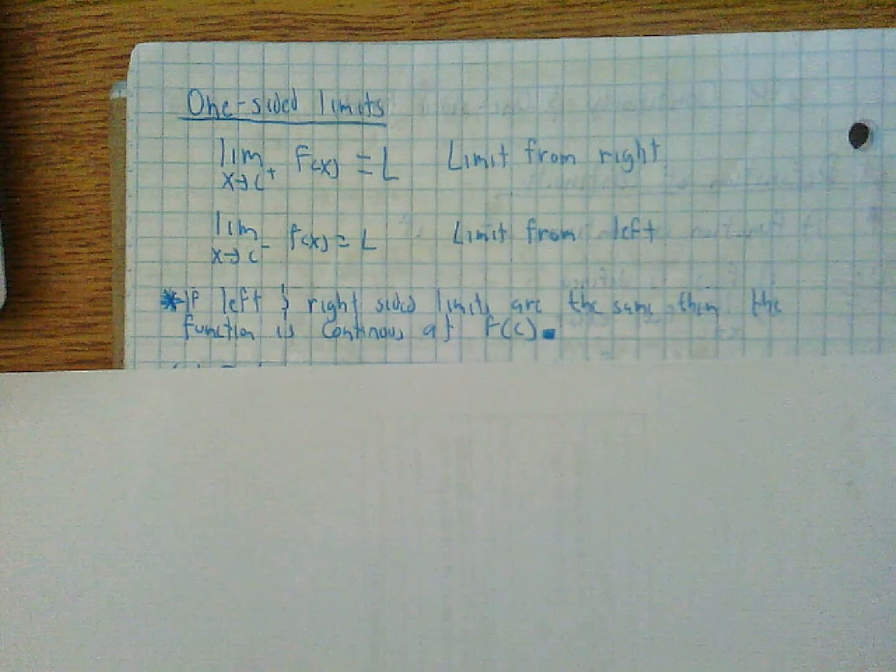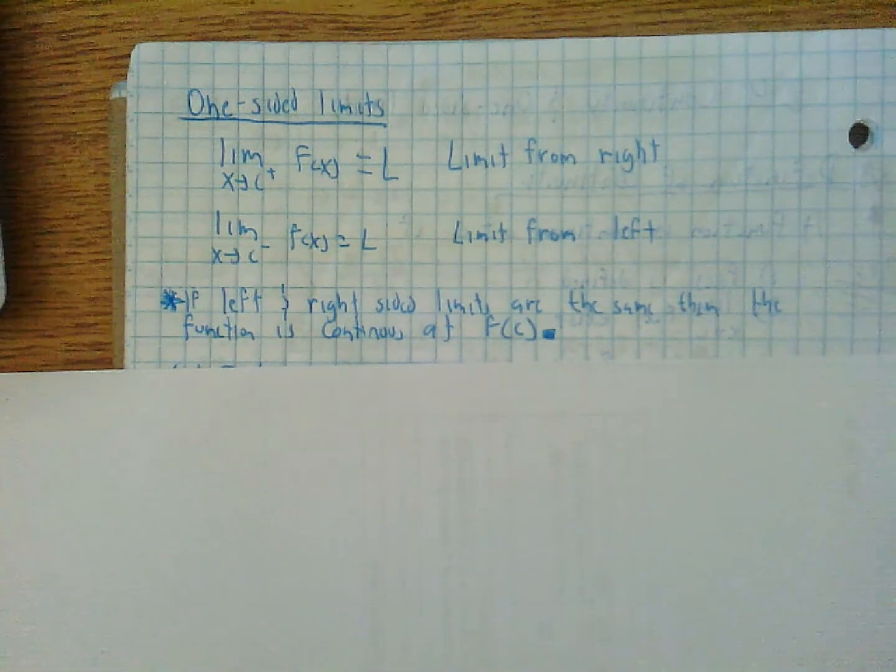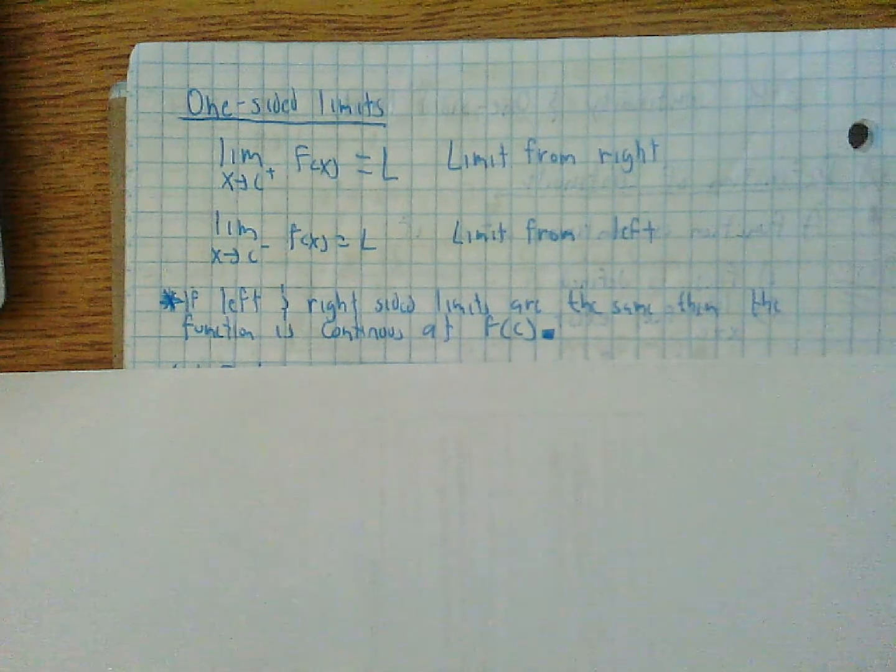So in a previous video, I explained to you that in order for a limit to exist, both sides have to approach the same value. Now that's kind of vague. So when I mean both sides, I mean the left and the right. So maybe this whole idea of one-sided limits will help clear that up.